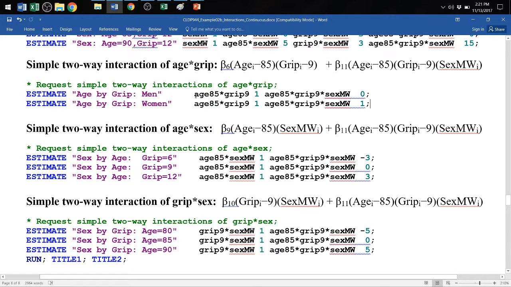So there's 3 pieces of information that I might know with respect to this two-way interaction. Is there an effect of age by grip for men? The model gives that to me directly. The first statement is unnecessary because this is what is given by the model by default. It's for the reference group of men, gender equals 0. What the effect of age by grip is for women is not given by default. I have to ask for that. That's a linear combination of the beta weights.